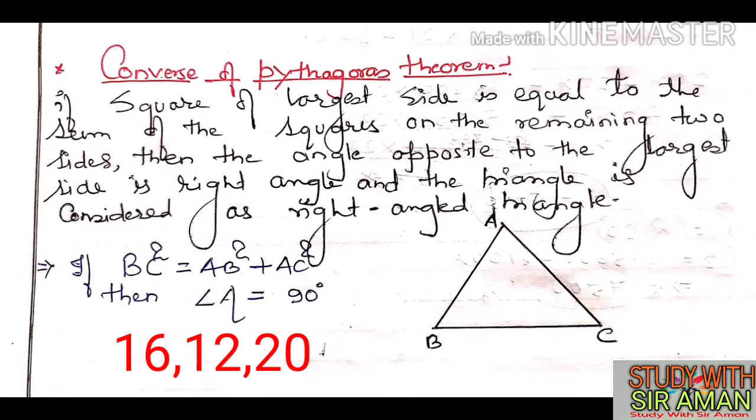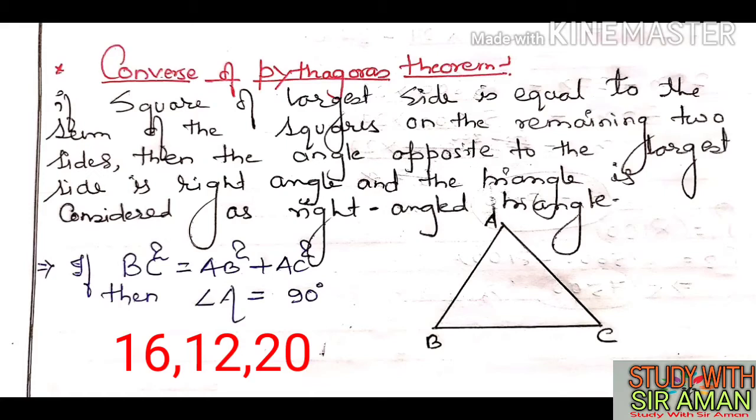You have to state. If it is a right angle triangle, then remember the square of the longest side, largest side means 20. The square of 20 must equal the sum of the squares of 16 and 12. If both are coming the same, it means it is a right angle triangle. And where is the right angle? Opposite of the largest side. Okay, it is the converse of Pythagoras theorem.